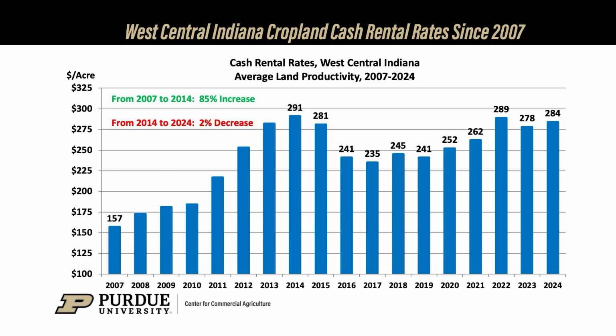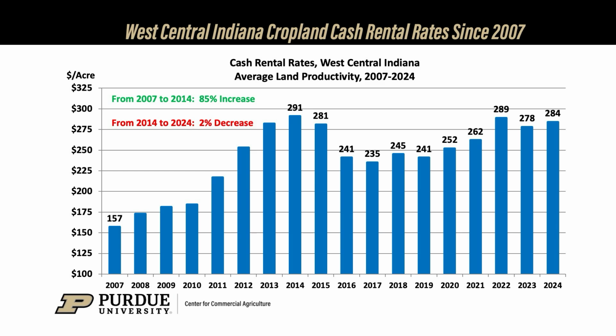And there's a reason why this chart starts in 2007, so you might start there. Yeah, I call that the beginning of the ethanol boom, and certainly things have been different since 2007. So just right out of the gate, going from 2007 to 2014, we saw an increase in cash rent in West Central Indiana for average land productivity.